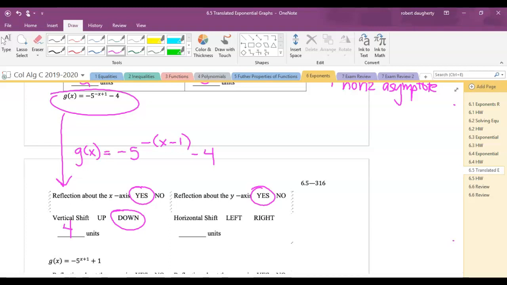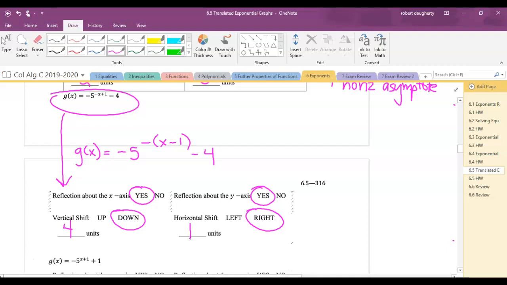Okay. So this means that it moved horizontally in which direction? Where? Negative 1 moves it to the right. Why is this not still positive? Well, you have a negative in front of the entire exponent. That's the y reflection, okay? But this translation is 1 to the right, okay?